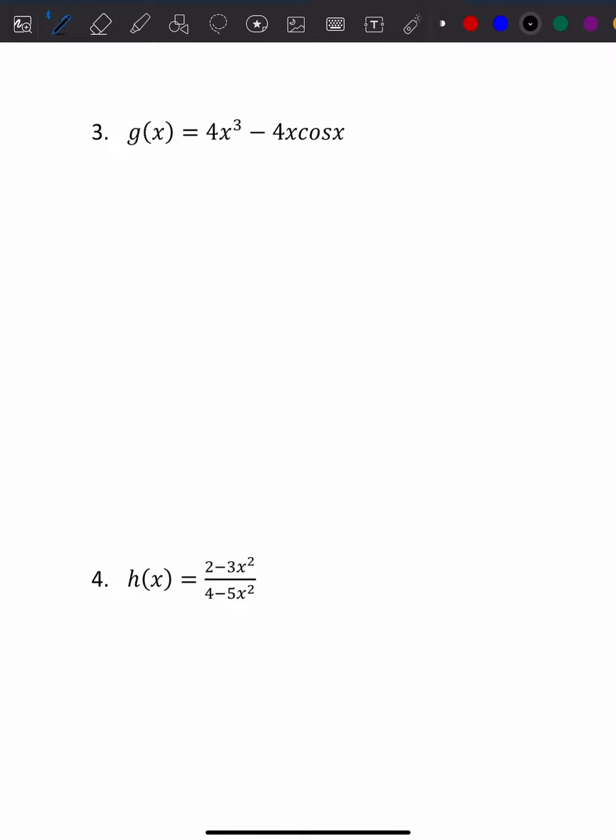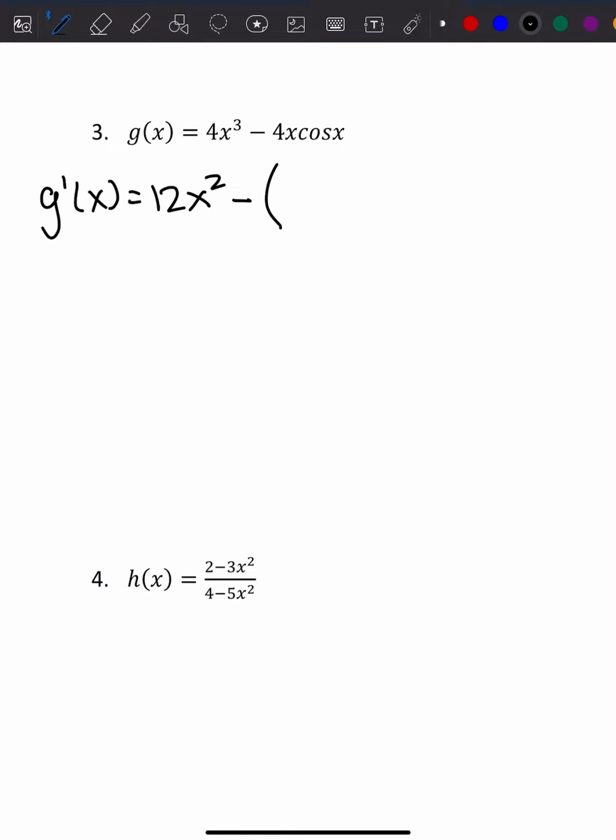Sometimes product rule is embedded in other things. So this first part is just power rule, but this over here, we have an x times cosine of x, which means we have to use product rule. So g prime of x is equal to, first part, power rule, 12x squared. Done. Now I need to subtract. Everything after this is going to be product rule. So I can kind of separate this into two pieces.